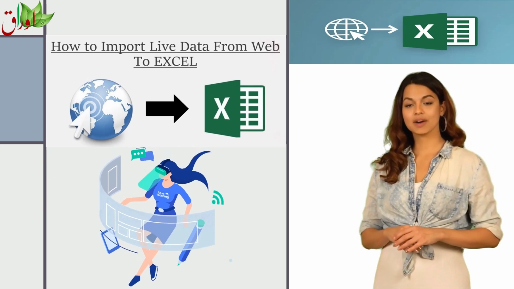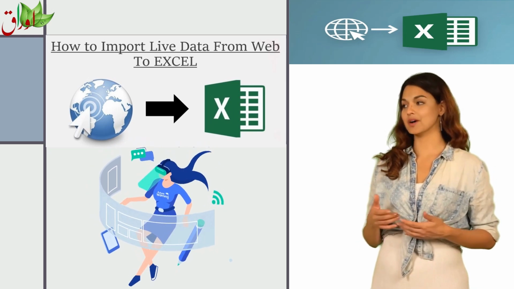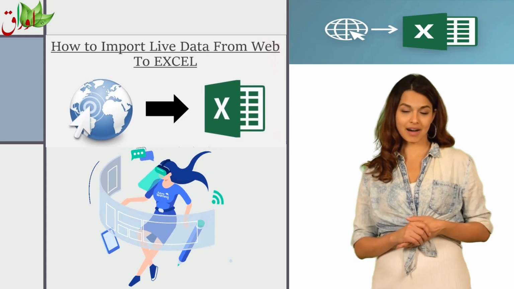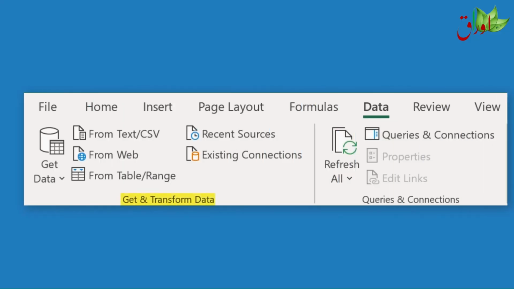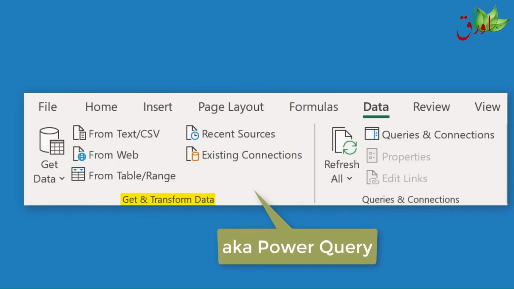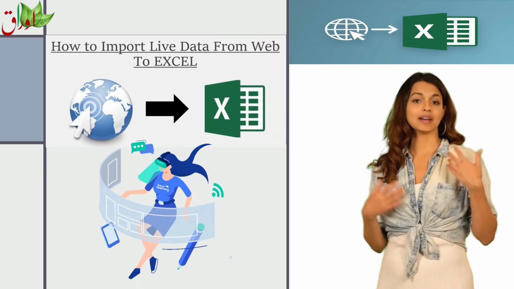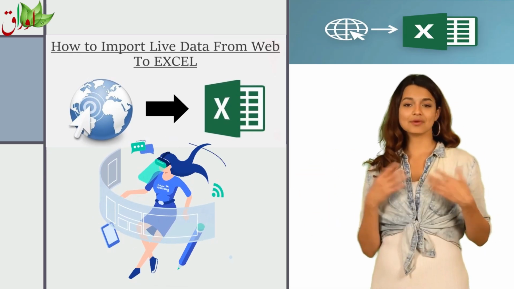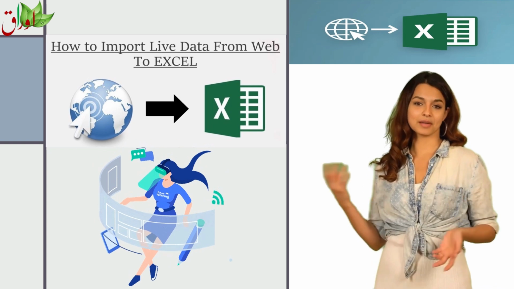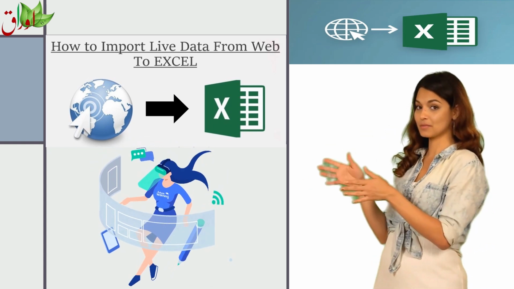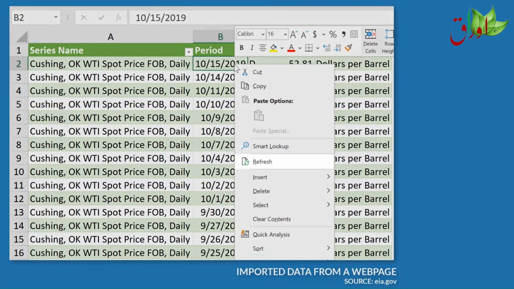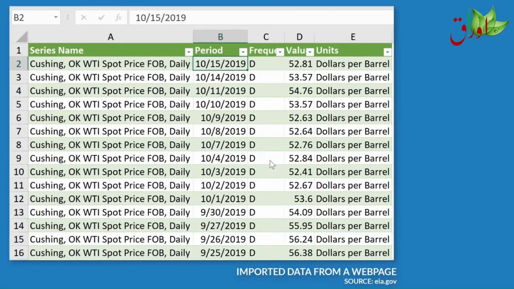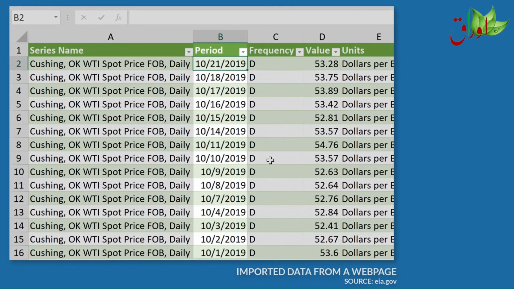Today we are going to import data from the web to Excel. We are going to be using Get and Transform from the Data tab. This used to be the Power Query add-in, but since Excel 2016 it's a part of Excel. It's a super useful feature that connects to different data sources, transforms and loads data for you so that you can do further analysis on it.